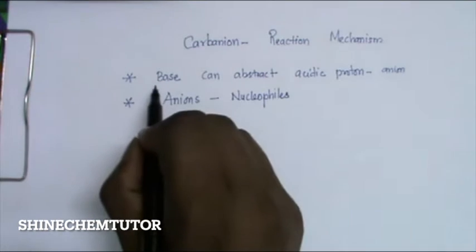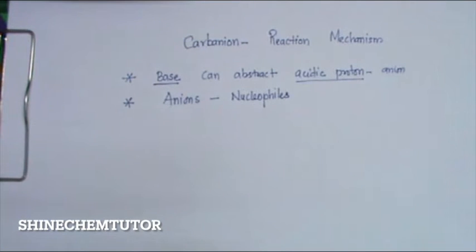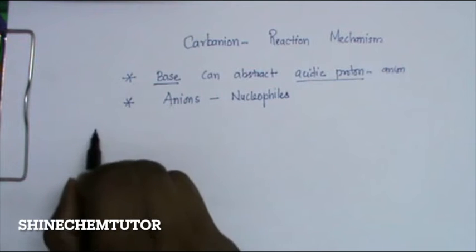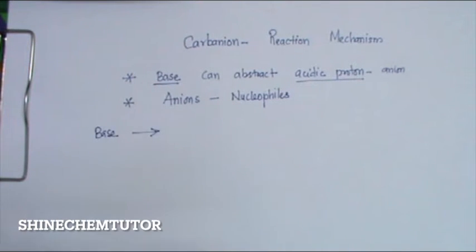The first point, I use the word base and acidic proton. You should have a clear idea about base and the concept of acidic proton. First, let us go for base. Base is a substance which can abstract a proton.